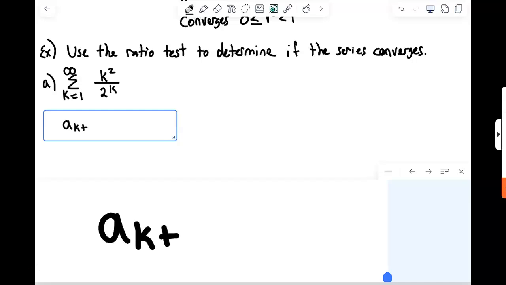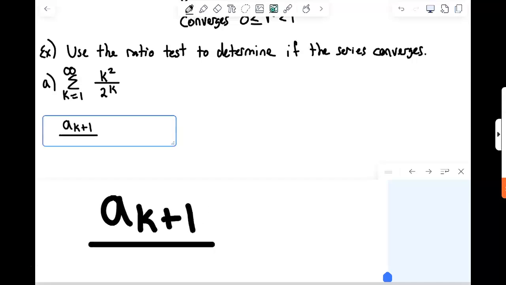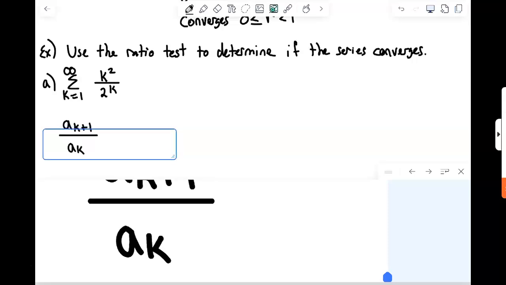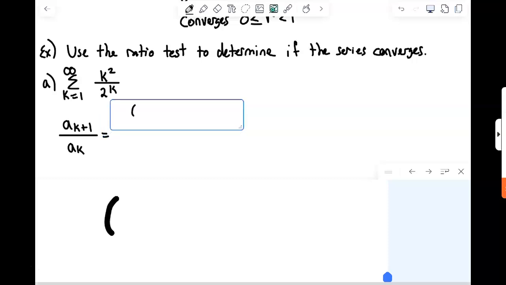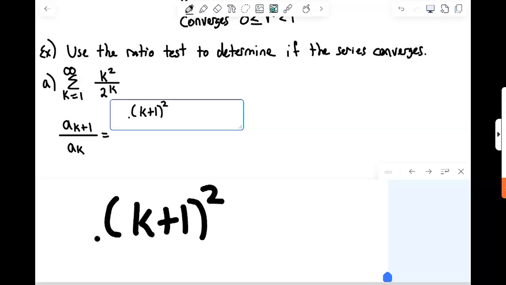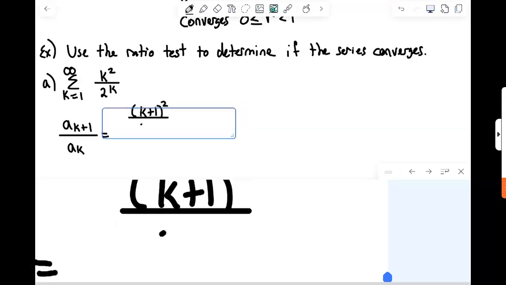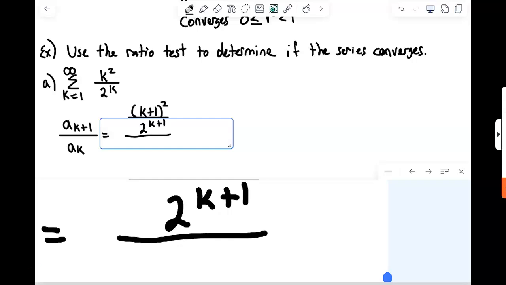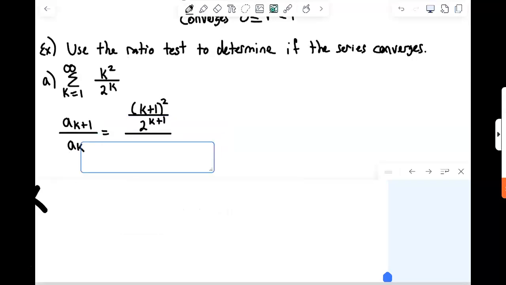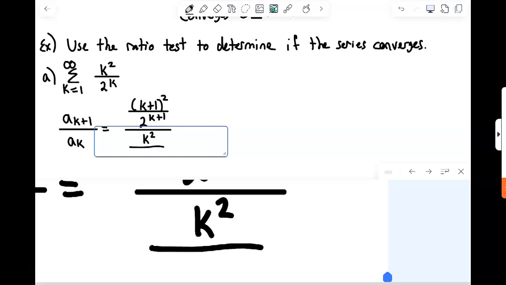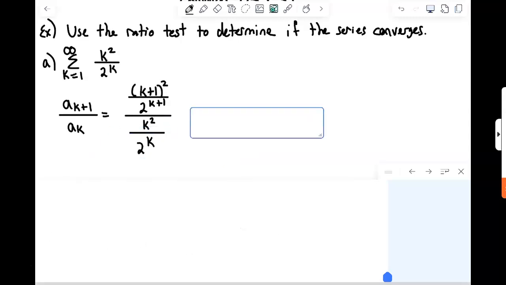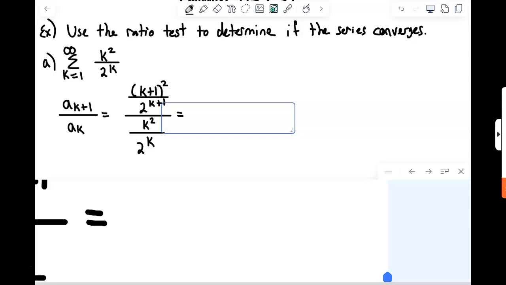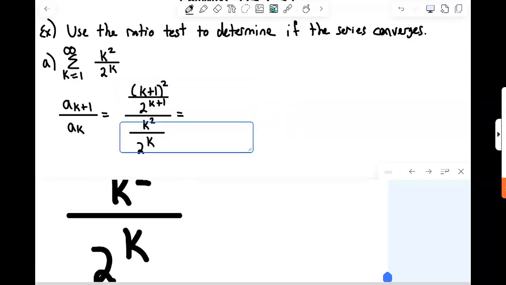So a_{k+1} over a_k. Well, we plug k plus 1 in for k. That would give us (k plus 1) squared over 2 to the k plus 1, divided by k squared over 2 to the k. Okay? And then we just want to simplify this. So it's this thing divided by this thing.